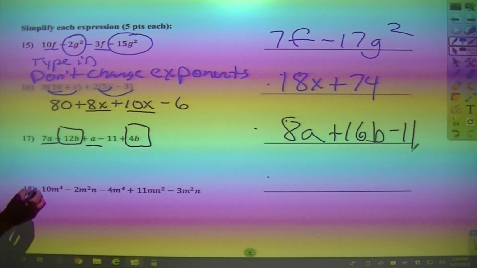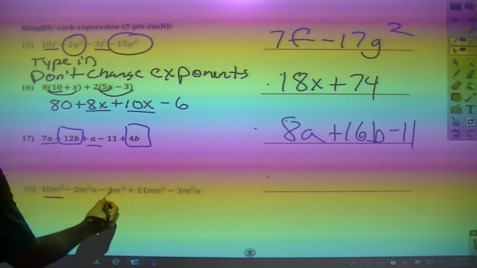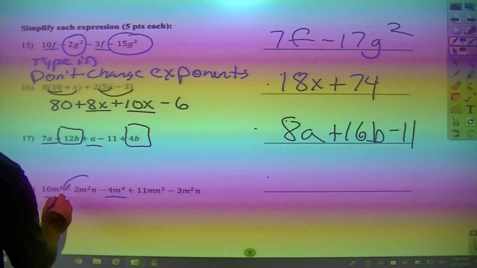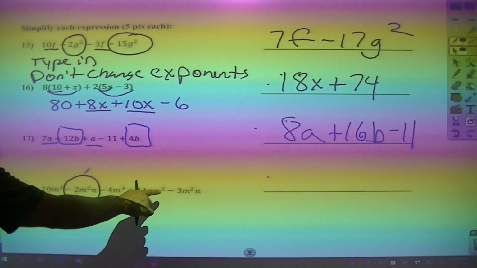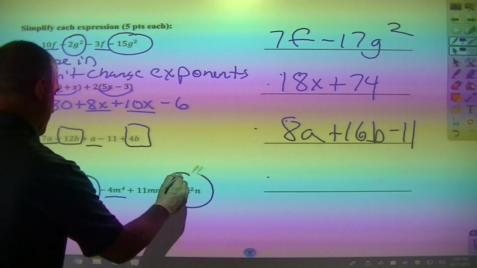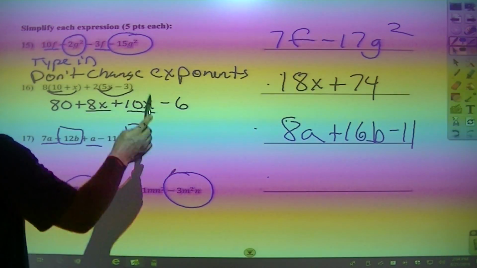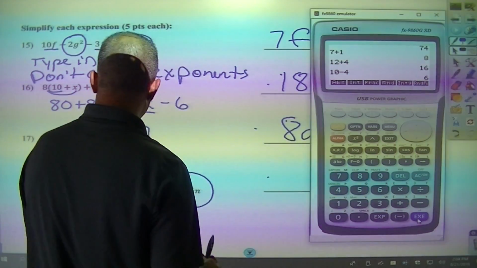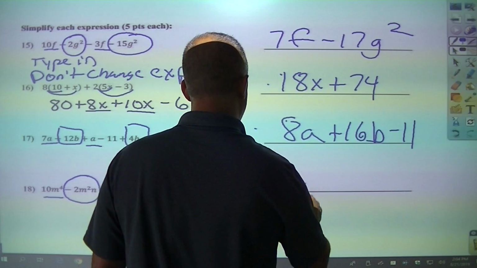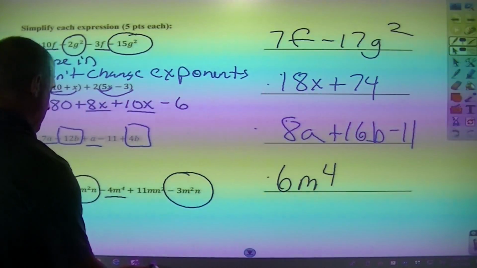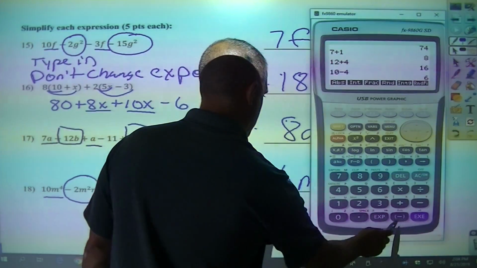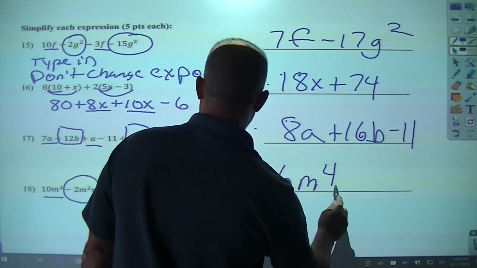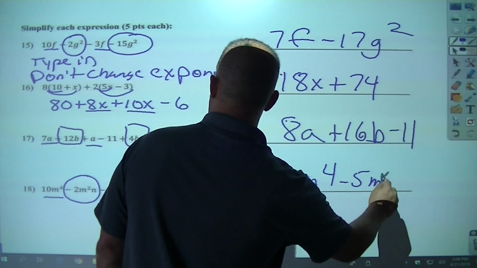Okay? Like terms here, I got this. All right, the other one I have is this one. This one looks close, but it's not quite the same, okay? So I want to do 10 minus 4, which would be 6m to the 4th. Then I got negative 2 minus 3 is negative 5 m squared n.